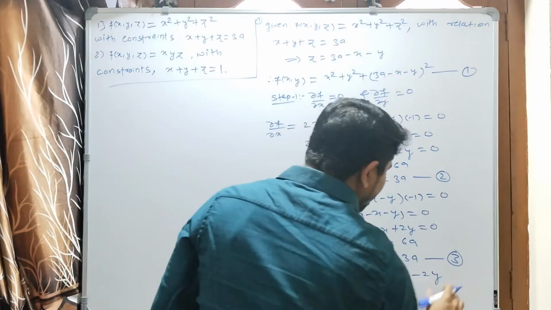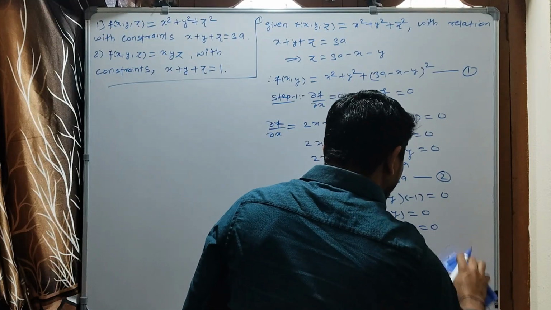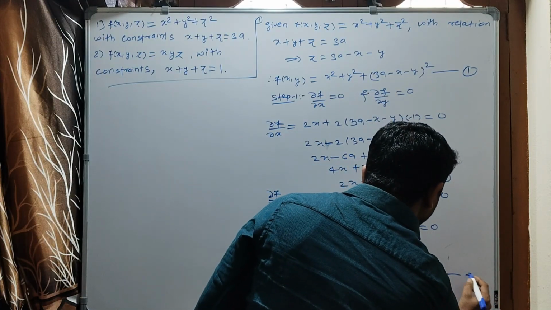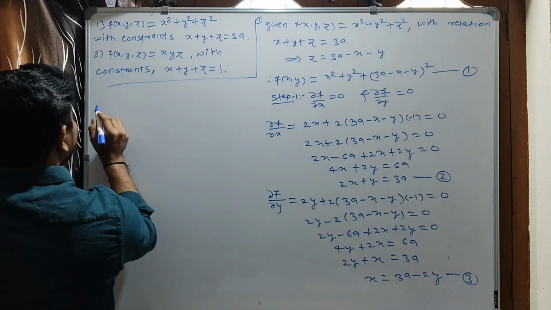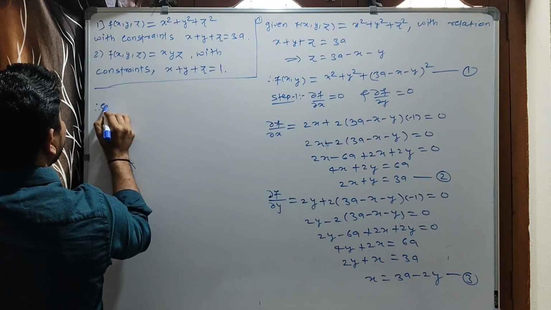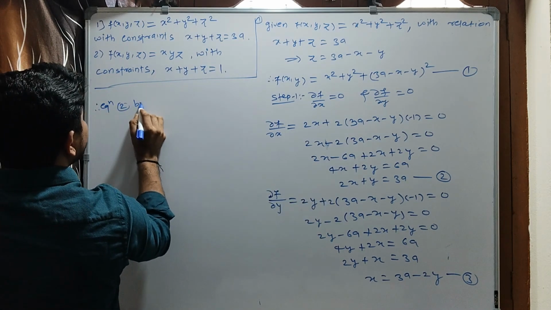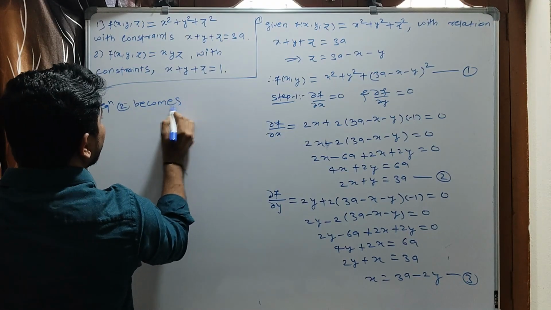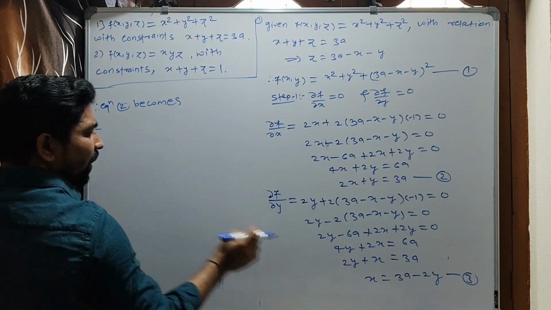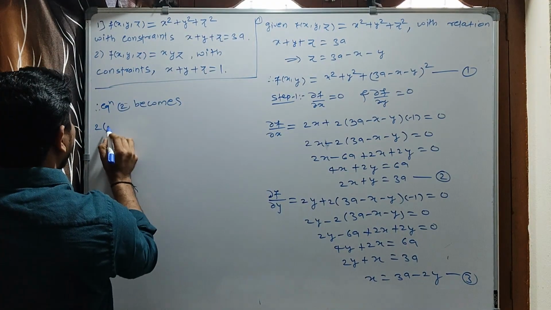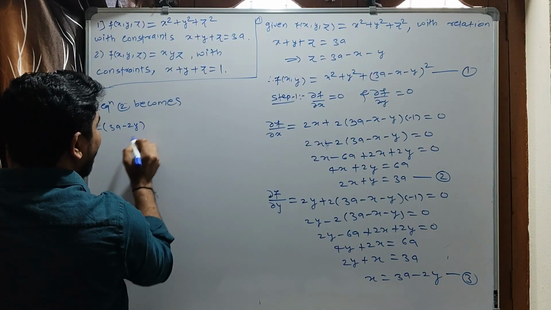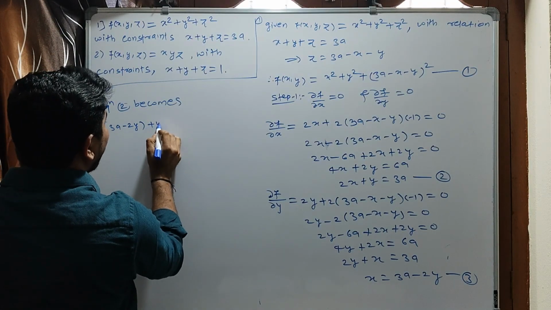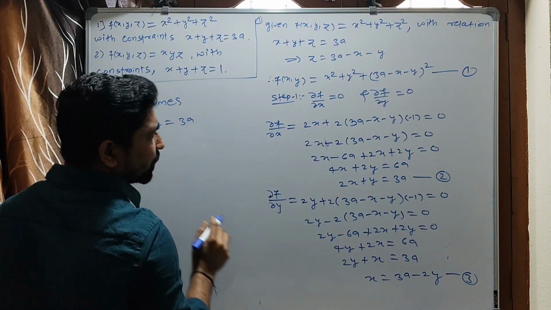Therefore here from this I will write x equal to 3a minus 2y. Let's say this is my equation number 3. Now equation 2 becomes 2 times the value of x, which is 3a minus 2y, plus y, which is equal to 3a.